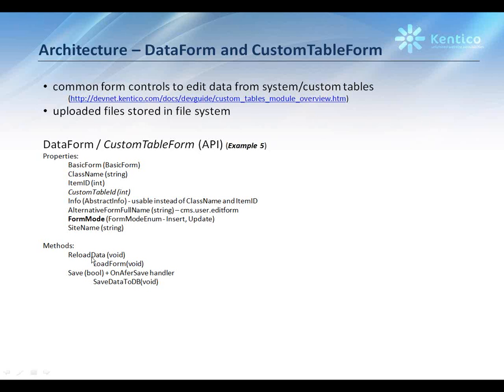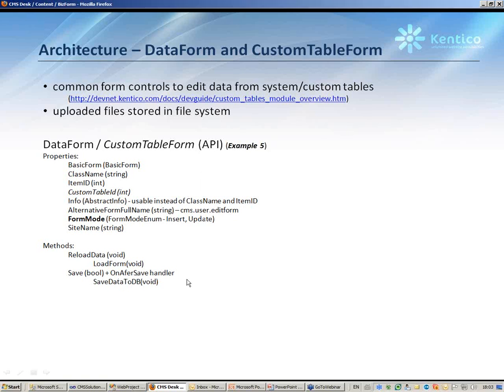Again, there are some methods. Within the reload data we call the load form method, and within the load form, BasicForm is initialized and renders the form. When postback occurs, we call the save method, and within the save method we register the on after save event handler of the BasicForm. Once the BasicForm returns the data row, save data to database is called within the on after save event handler.